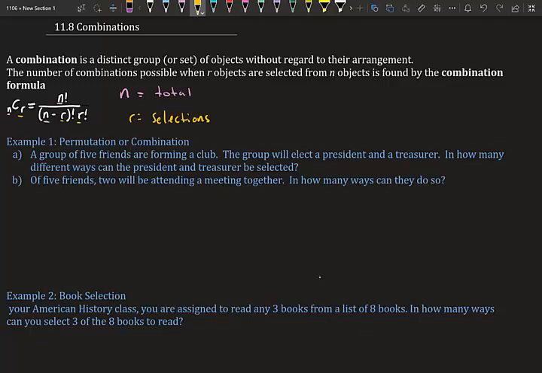So example 1, permutation or combinations. A group of 5 friends are forming a club. The group will elect a president and a treasurer. How many different ways can the president and treasurer be selected? And then B, of 5 friends, 2 will be attending a meeting together, and how many ways can they do so? So we need to figure out, is A or B permutation or combination?